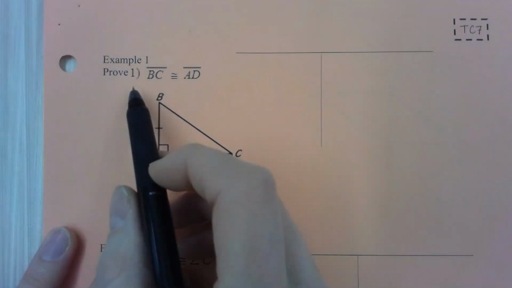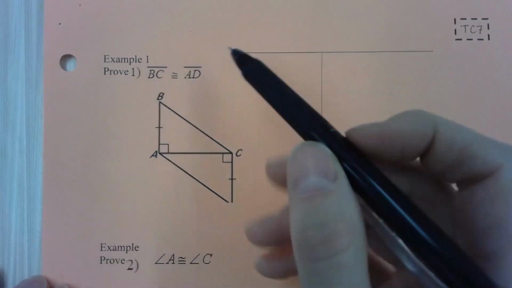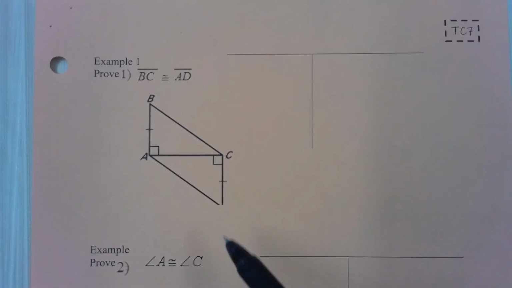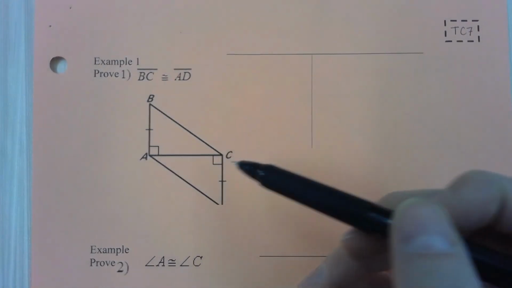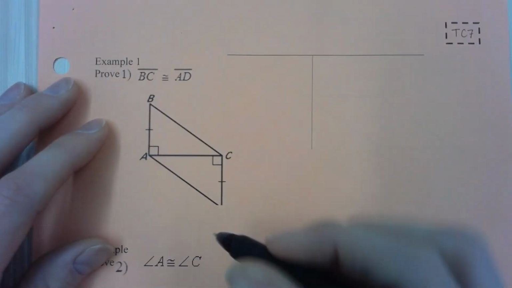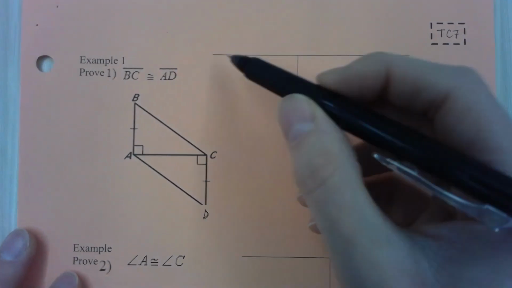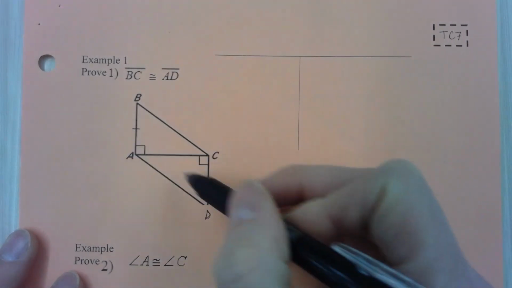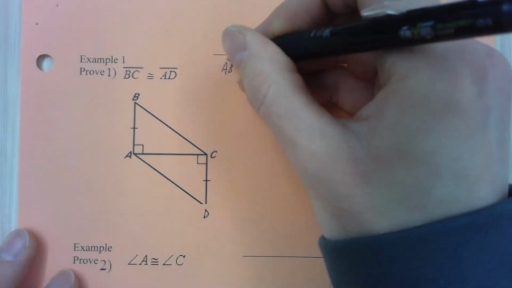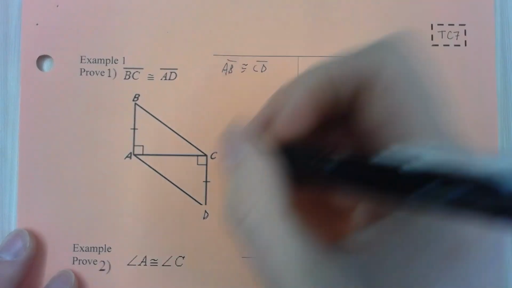So here, we're trying to prove that BC is congruent to AD. Notice there's nothing given to us here. We're going to take the markings on the diagram as given. We're trying to prove that BC is congruent to AD. Here's BC, here's AD. As far as what we write down for our given, we're going to write down all the markings that we have on here. So AB is congruent to CD. That was given.